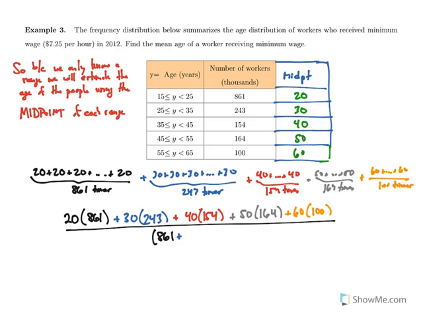861 plus 243 plus 154 plus 164 plus 100. That's adding up the number of workers in thousands, and both the top and the bottom are in thousands.